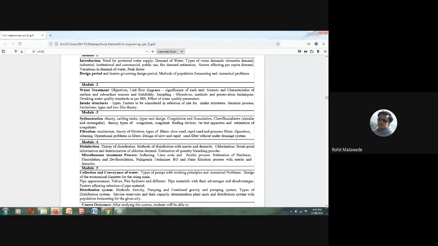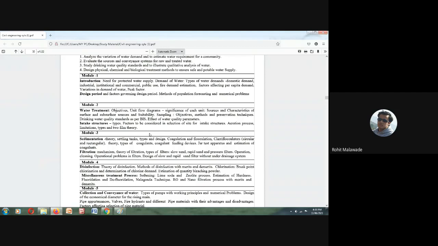Here we have completed sedimentation, settling, types and design, and coagulation and flocculation, the clariflocculator, rectangular. Then types of coagulants, feeding devices, jar test apparatus, and the estimation of coagulant we need to cover. We will be covering that in the next class.